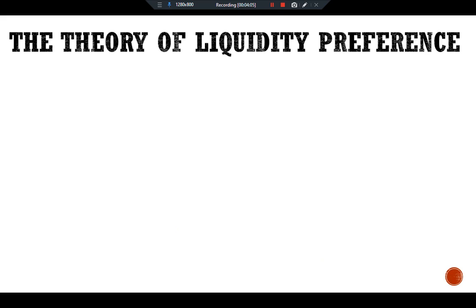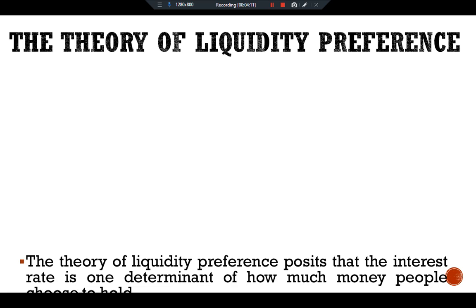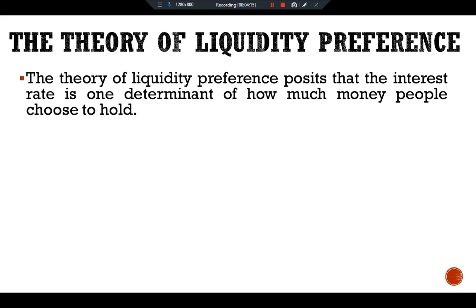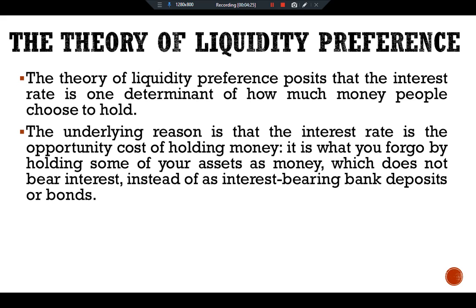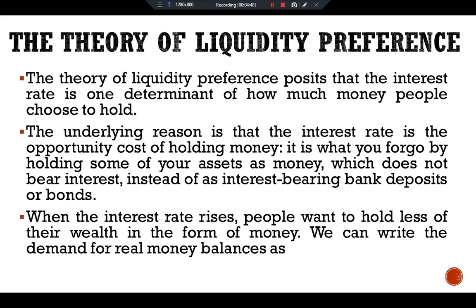While talking about the theory of liquidity preference, now consider the demand for real money balances. The theory of liquidity preference posits that the interest rate is one determinant of how much money people choose to hold. The underlying reason is that the interest rate is the opportunity cost of holding money. It is what you forgo by holding some of your assets as money, which does not bear interest, instead of as interest-bearing bank deposits or bonds. When the interest rate rises, people want to hold less of their wealth in the form of money.